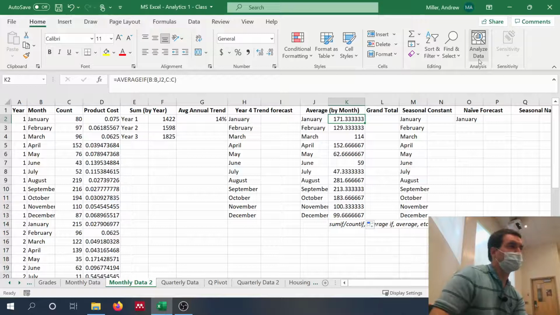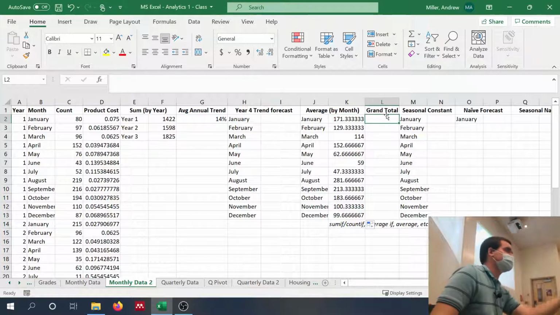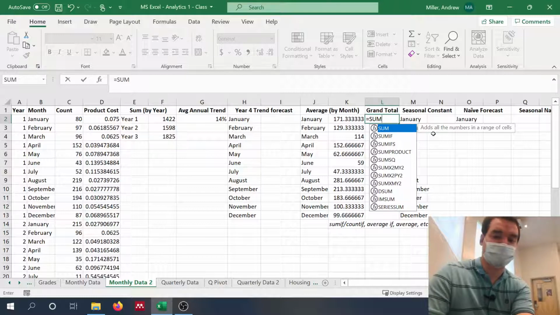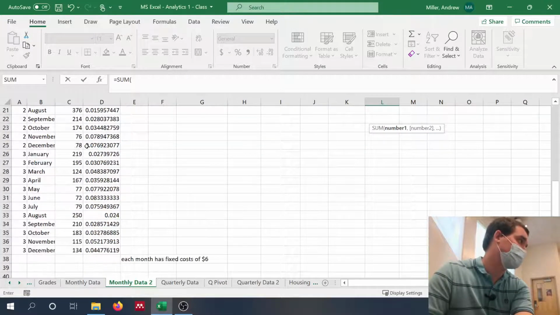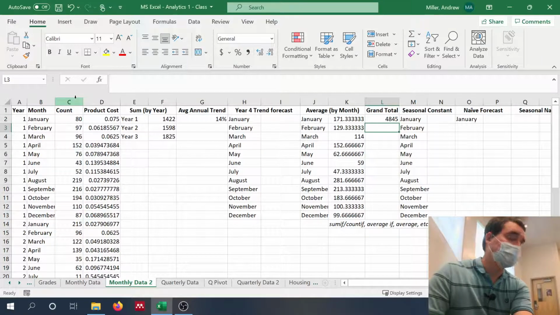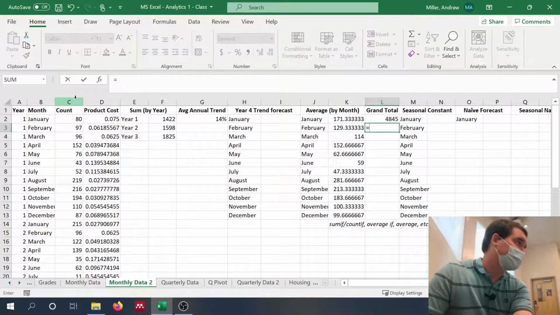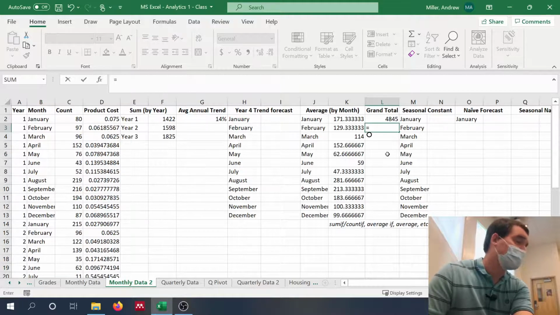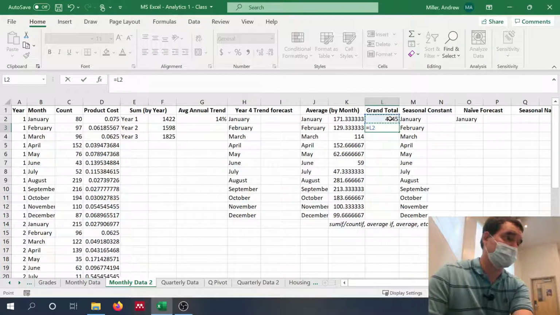All right, how do I calculate the grand total? So the sum of the count column, which is just going to be column C, make sure I don't have anything else there. Okay, now I divide that by how many years I have, which in this case is 3 years. So just take this guy right here, divide it by 3.